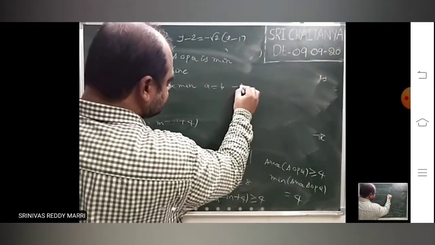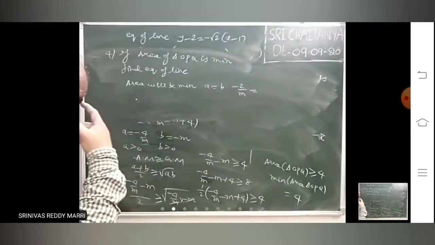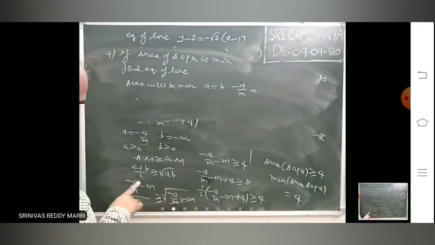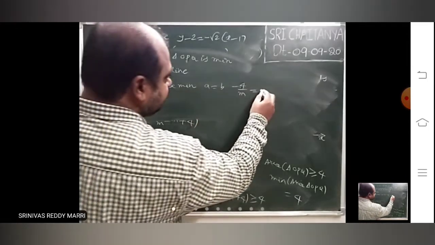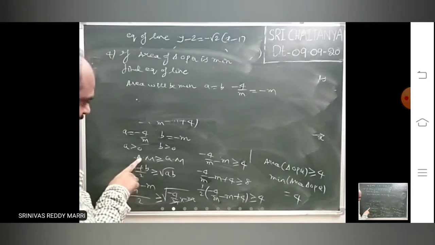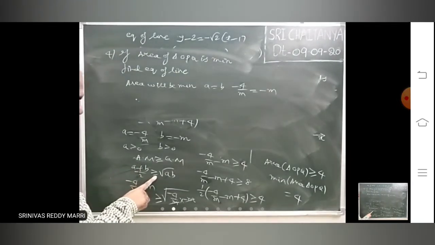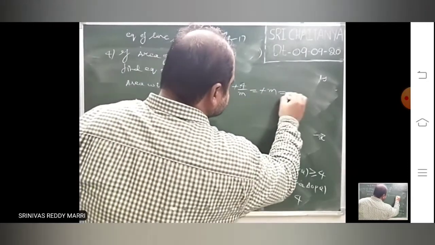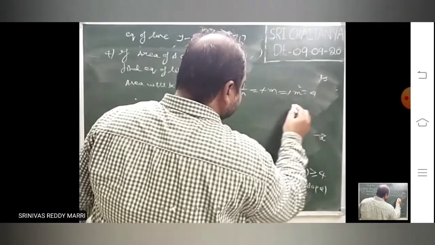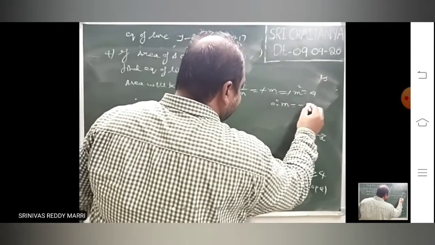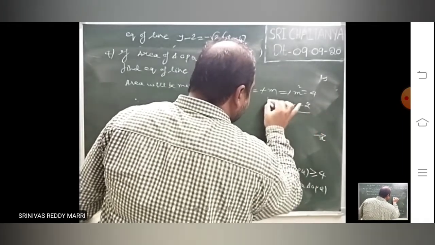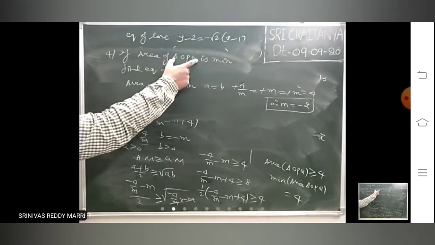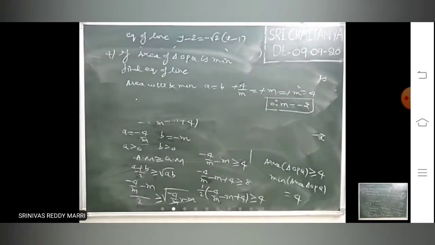A equal to B means minus 4 by M. Sorry, this is for this and this we have applied. A means this, so equal to minus M. So when here A equal to B, then equality will hold good, then it will be minimum. A equal to B means minus 4 by M equal to minus M. That means M square equal to 4. Therefore, as M is negative, M is minus 2. So when area of triangle OPQ is minimum, the slope of the line is minus 2.